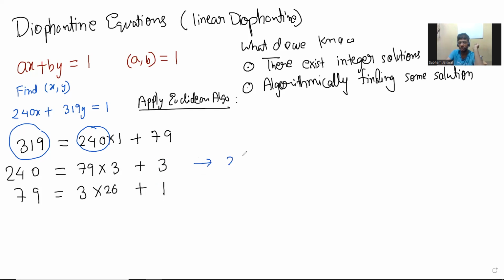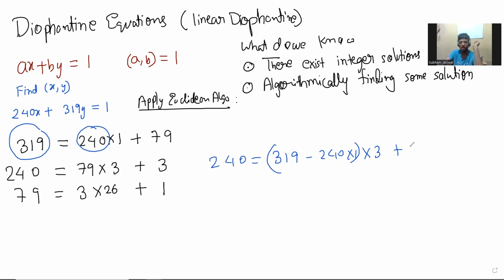We just take this equation and multiply it by 26. Or, I think last time someone, Nagesh, was telling an easier way, and that is forward substitution. So we remove the 79. How do we remove the 79? We substitute the 79 into the second equation. In the second equation, instead of 79, we write 319 minus 240 times 1. I'm just keeping the times 1 to record what is going on.